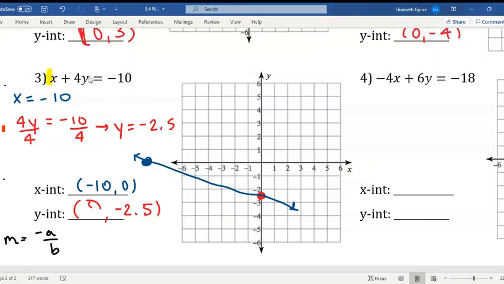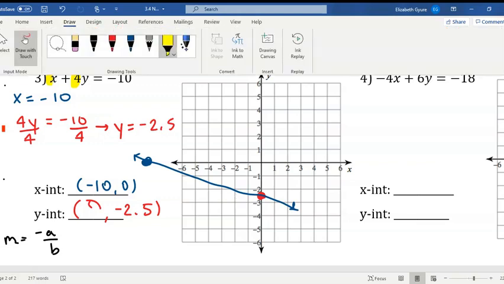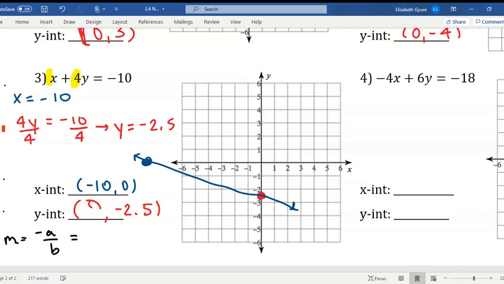What's technically in front of this Y? Well, even not technically, it's literally there. What's in front of this Y? A 4. So if I want to find my slope, another way to do it is to take the opposite of A over B, which is, what's the opposite of a positive 1? A negative 1, which is what's in front of the X, and then take what's in front of the Y, and that's a 4.